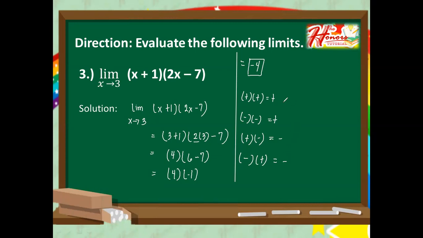So I want you to memorize this part for you to be able to solve correctly the given when it comes to multiplication with respect to their signs. Okay? So that's number 3. The final answer is negative 4.